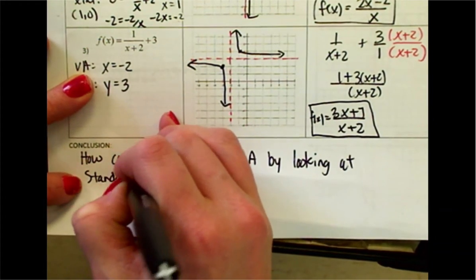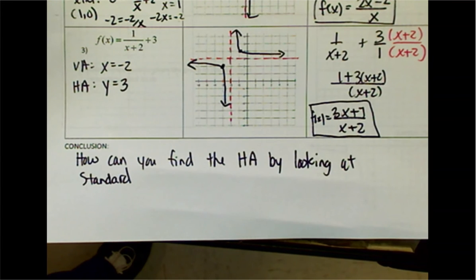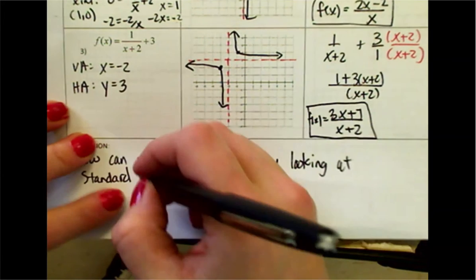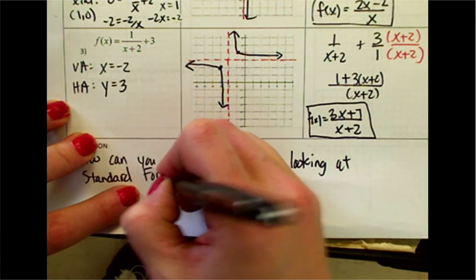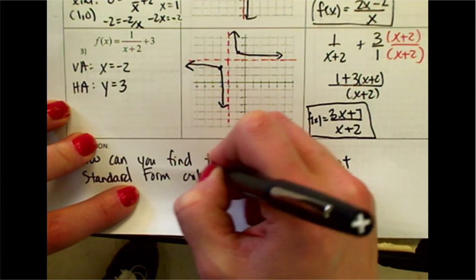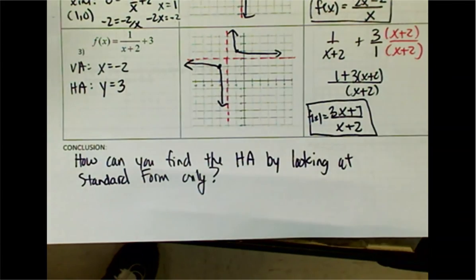The whole second half of learning to graph is standard form, right? We started in transformation form, but then we're going to look at standard form. So this is your first attempt at making some connections at how to find these quantities. So hold on, looking at standard form only. Do you have an answer? Yes?